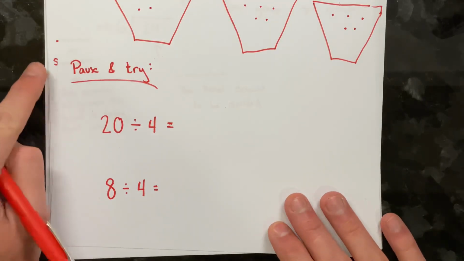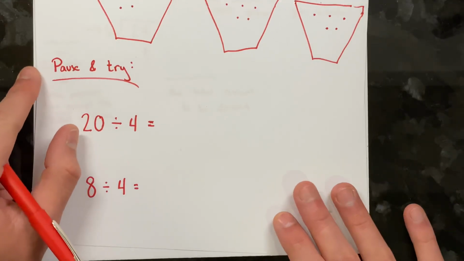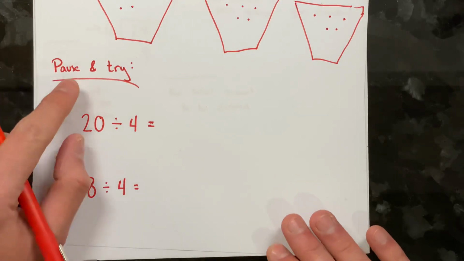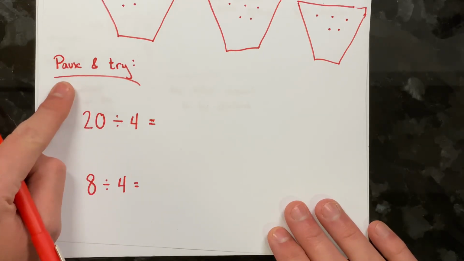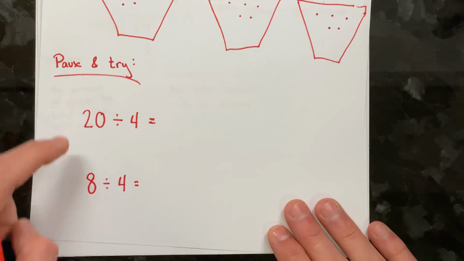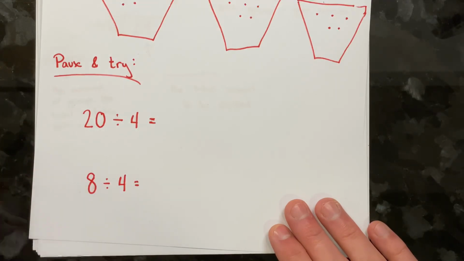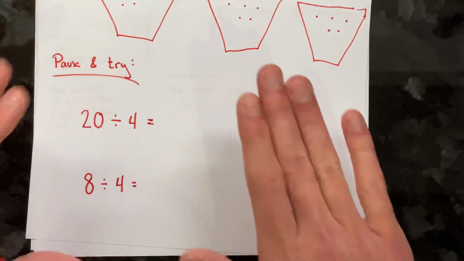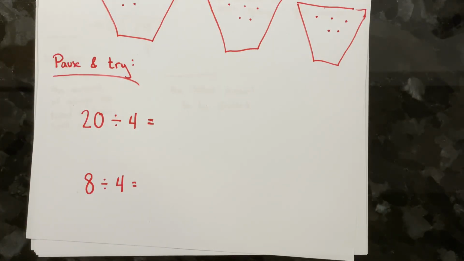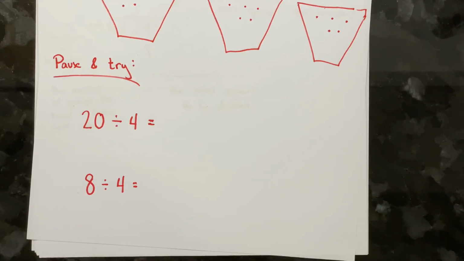I'm going to introduce something new to you right now. This would be the same thing as almost like a quick check that we would do in the classroom. This is called pause and try. So right now you guys can see that the next 2 questions I'm going to solve here are 20 divided by 4 and 8 divided by 4. Right now, I want you to pause the video. I want you to solve these. And once you've got your answers, I want you to press play and see if our answers link up. Okay? Pause the video now.